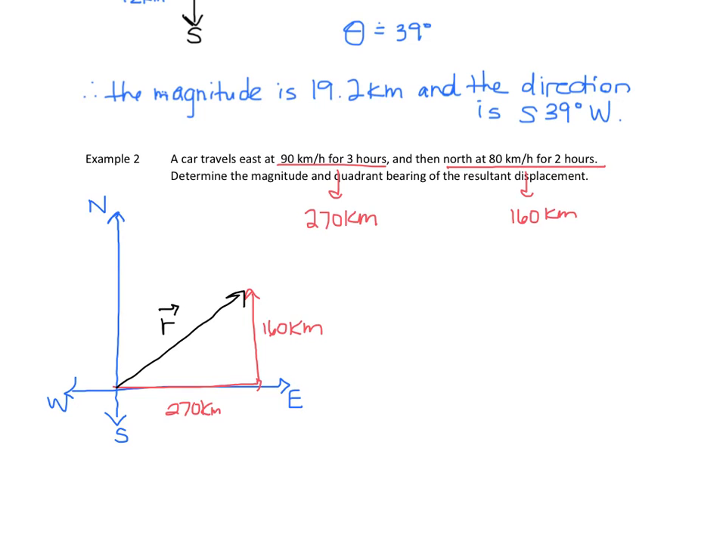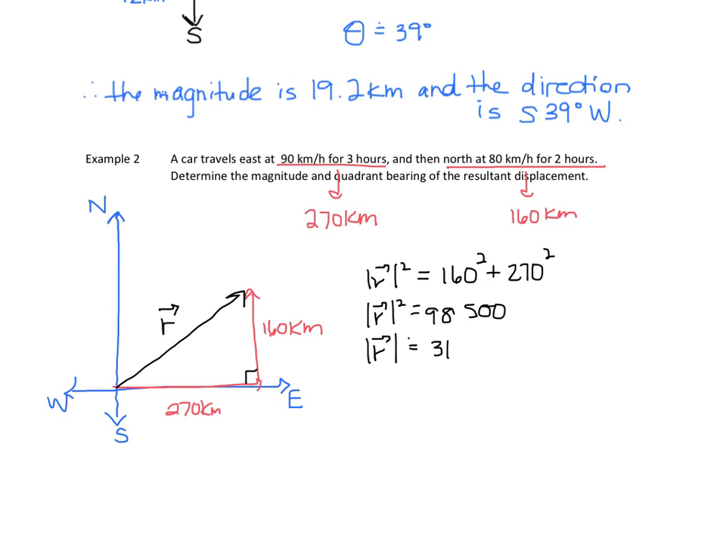Okay, so once again, we can use the Pythagorean theorem to find the magnitude. So R squared will equal 160 squared plus 270 squared, which equals 98,500. And if we take the square root of that, we find the magnitude is approximately 313.8 kilometers.